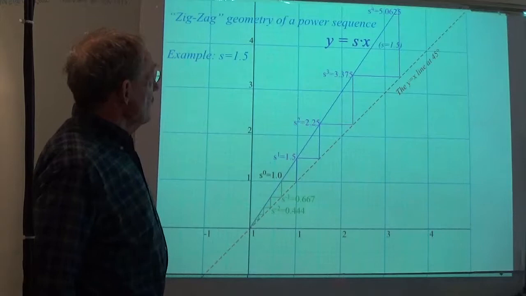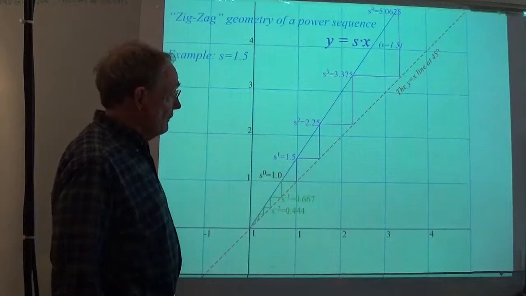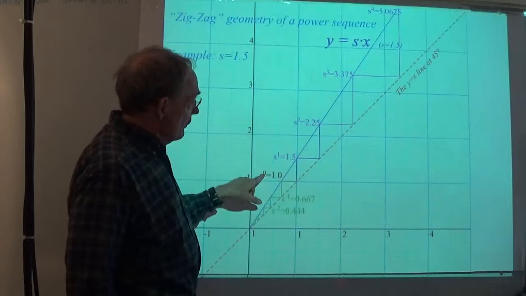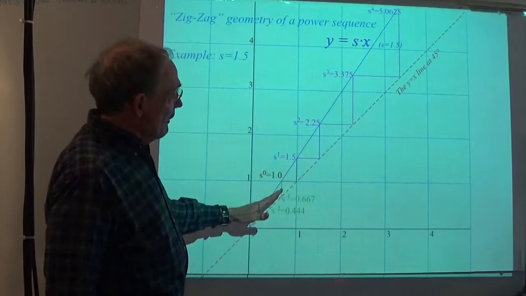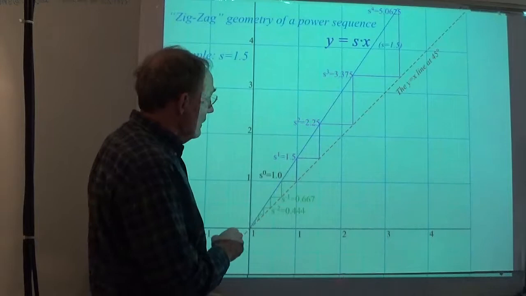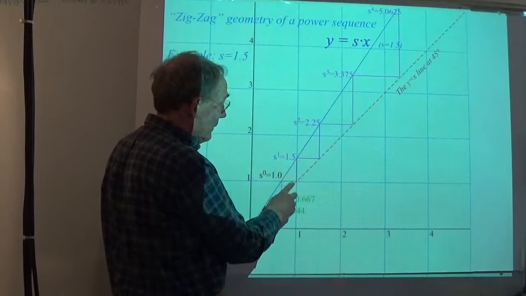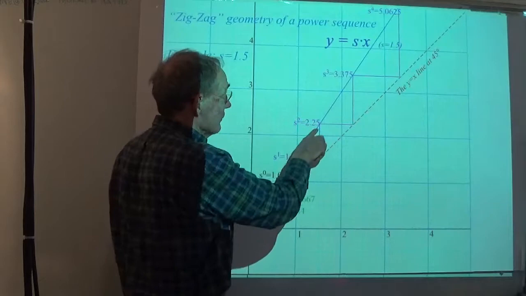So the idea is you have some number, s, in this case 1.5, and you want to display on a graph like this the powers of that number. You know that the number to the zeroth power is just simply 1. And therefore, as most of our graphs do, there's a y equal x line that is key to making the graph work. And all we do here is on the number 1 vertical, that is x equal 1 is a constant all along that line, I draw a line from the origin through that point and extend it to the edge of the graph paper.